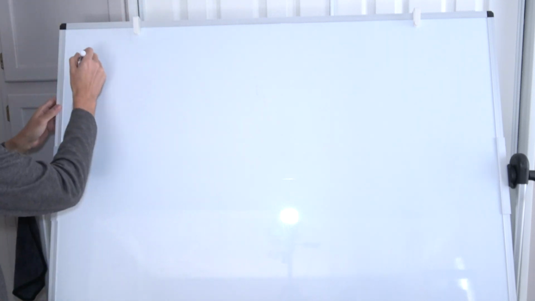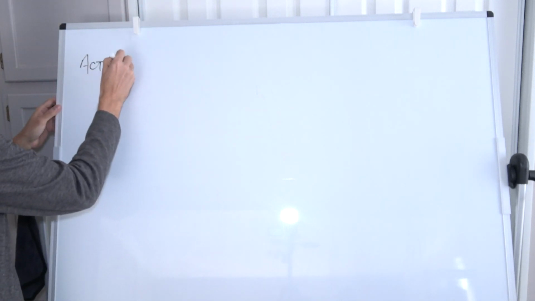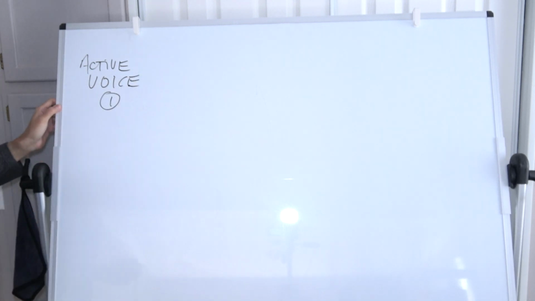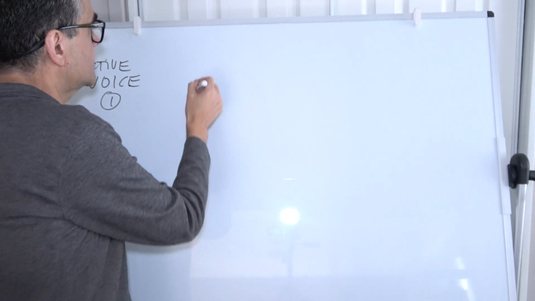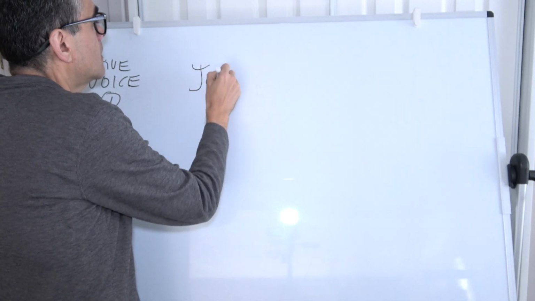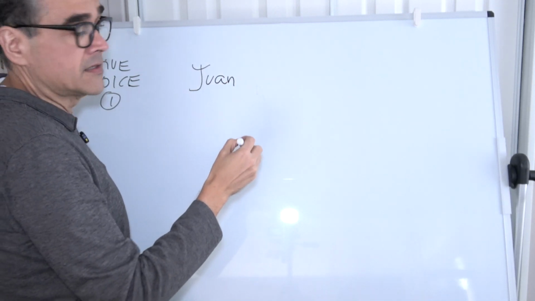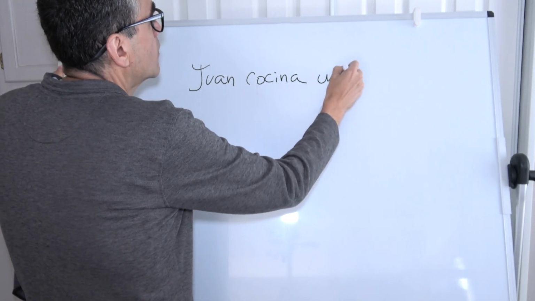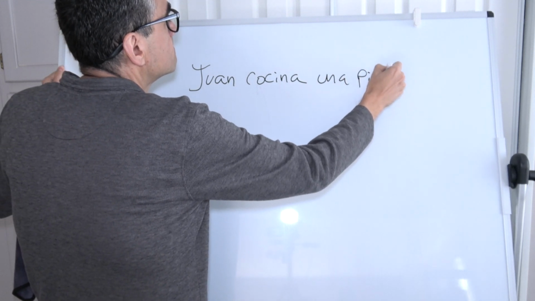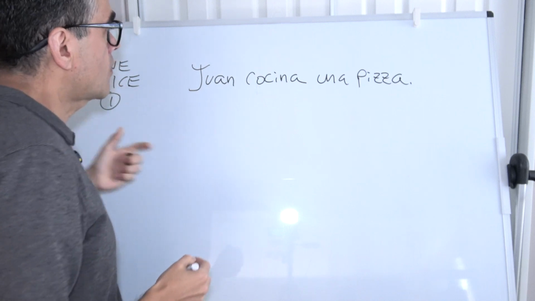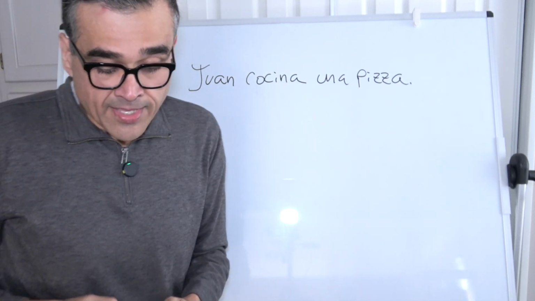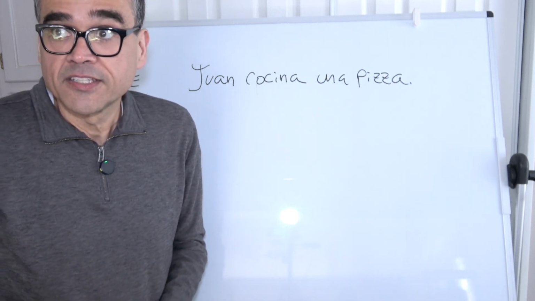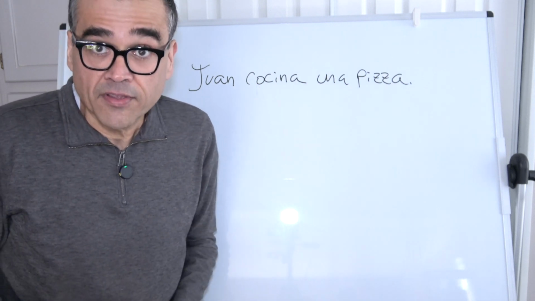First, the active voice, or sentence number one. This is the sentence: Juan cocina una pizza. Okay, Juan cocina una pizza. And in this sentence, Juan is cooking, is making a pizza, right?